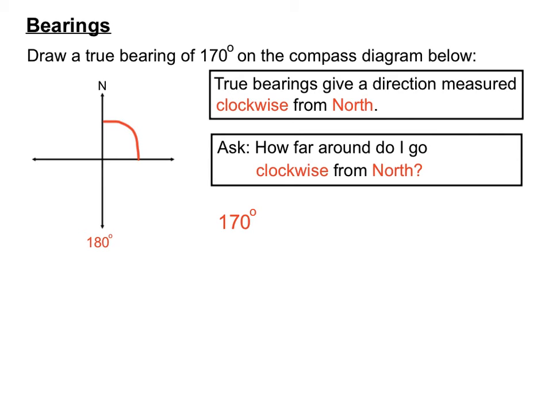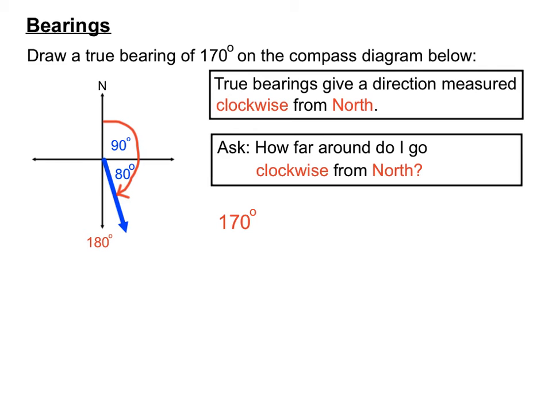Okay, so that would be 90 degrees. Now, how far more do I need if I'm going to draw 170 degrees? 90 plus what is 170? We could do 170 minus 90 on our calculator, and we'll get another 80 degrees that we need to draw before we draw that directional arrow. So we need to go around 90 plus another 80 would give us our 170 that we need altogether.